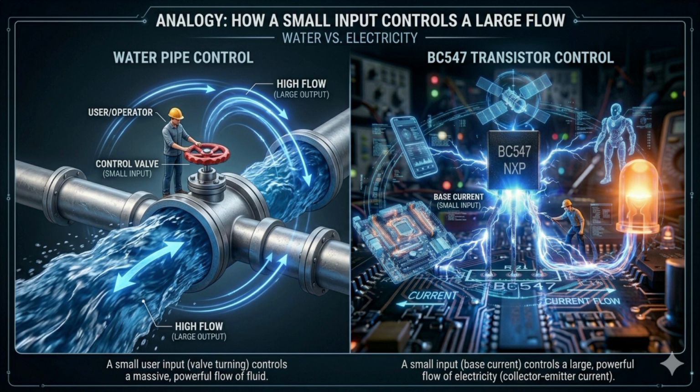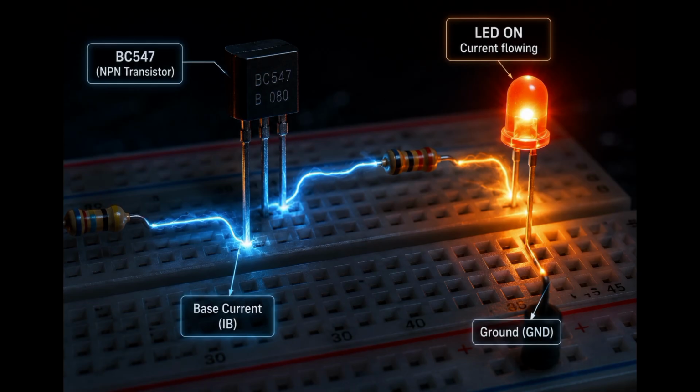Tiny microcontrollers can control powerful motors, LEDs, speakers, relays, and many other devices using transistors. One of the most common uses of a transistor is switching. Imagine you want to turn on an LED using an Arduino. Sometimes the Arduino cannot provide enough current directly.